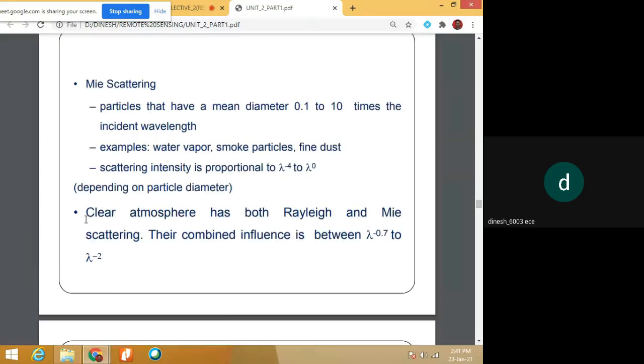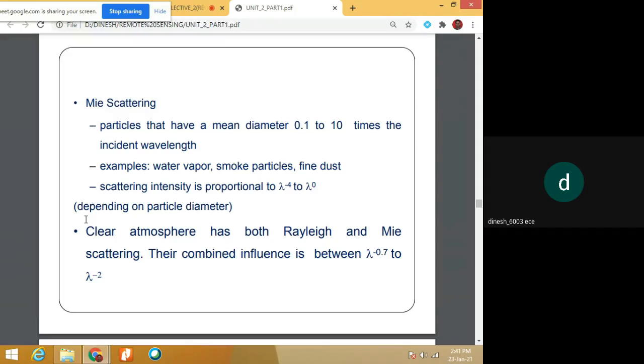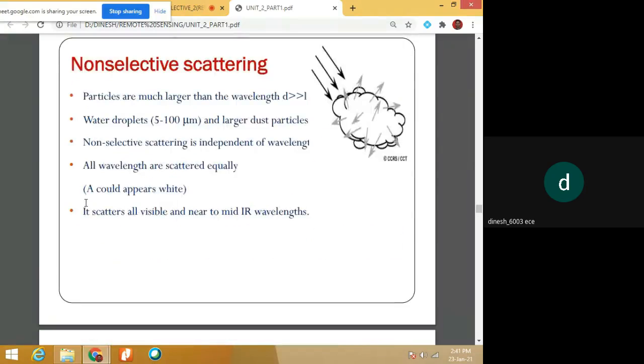The specifications of the Mie scattering: the particles will have a mean diameter ranging from 0.1 to 10 times the incident wavelength. Examples are given. Scattering intensity is proportional to 1 by lambda power 4 to 1 by lambda power naught, which is 1, depending upon the particle diameter. So a clear atmosphere would have both Rayleigh scattering and Mie scattering, which combined together give an influence of about lambda power minus 0.7 to lambda power minus 2. So these are the two scatterings.